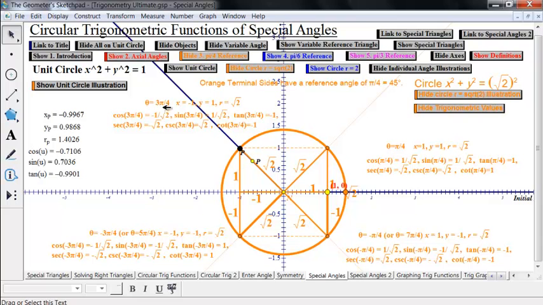And so cosine is x over r. That's -1 over square root of 2. Sine is 1 over square root of 2. Tangent is y over x, so that's -1. Secant is r over x, that's square root of 2 over -1, or negative square root of 2. Cosecant is r over y, so that's square root of 2. And cotangent is x over y, so that's -1 over 1, which is -1.